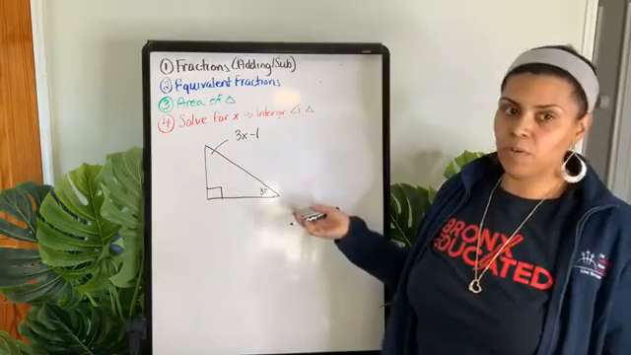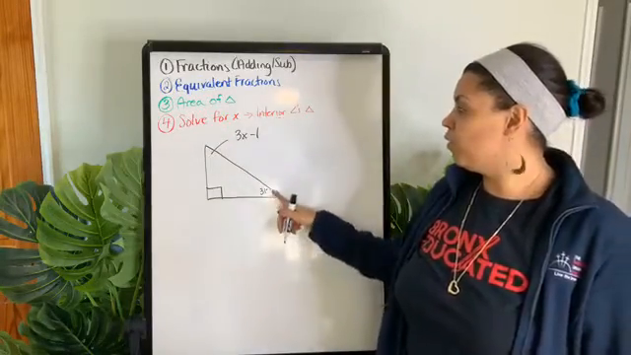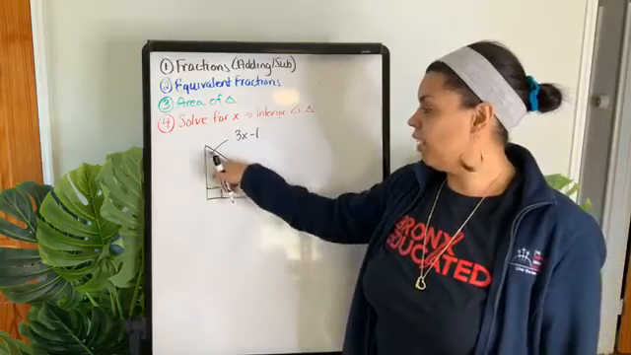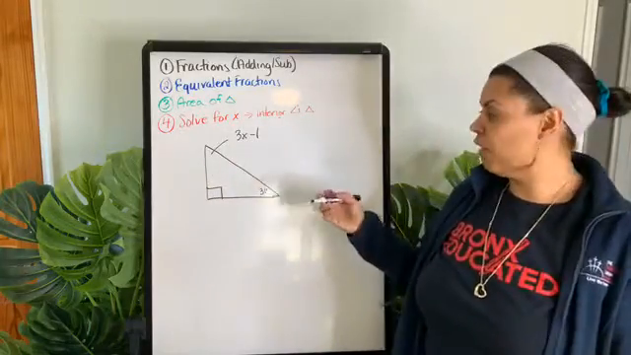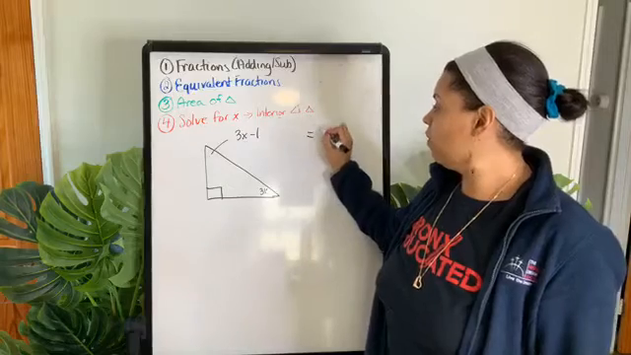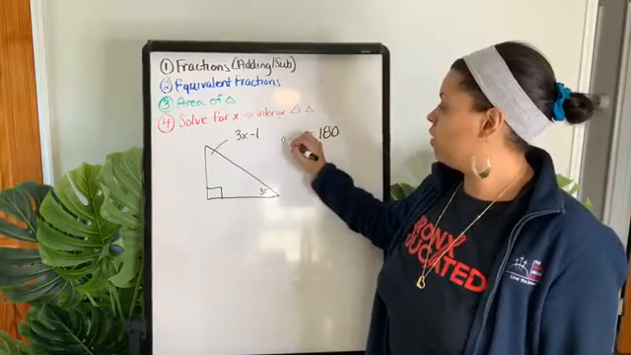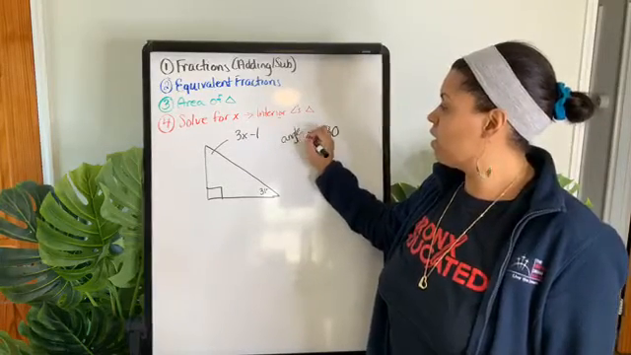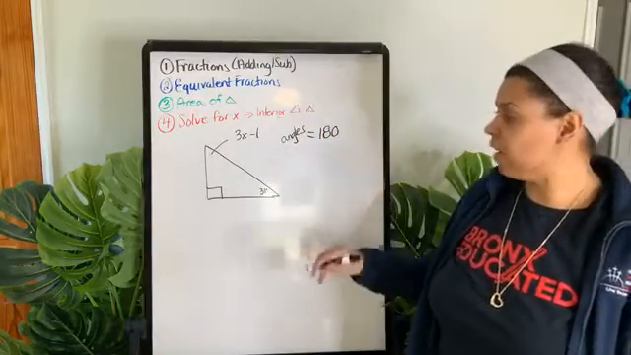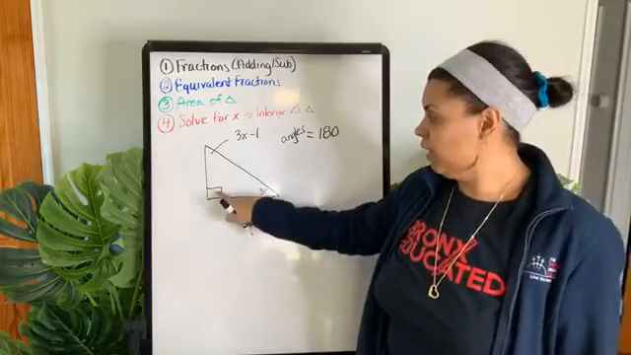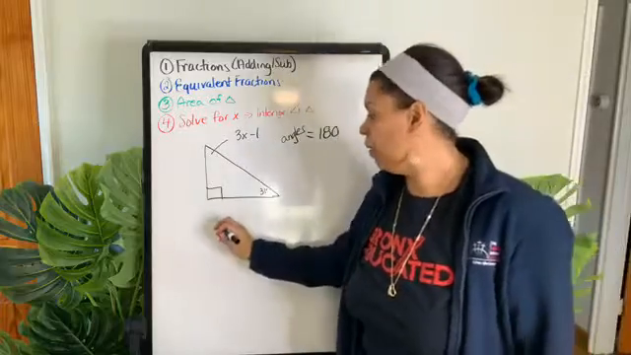So we have to think, what do we know about triangles? With triangles, I know that my interior angles always add up to 180 degrees. I'm going to just remember that for a second. That means if I add up these three, I should get 180. Okay, so let's do that.